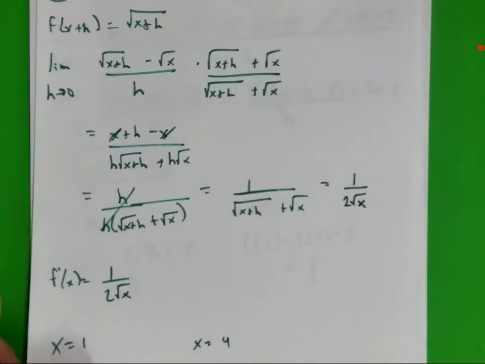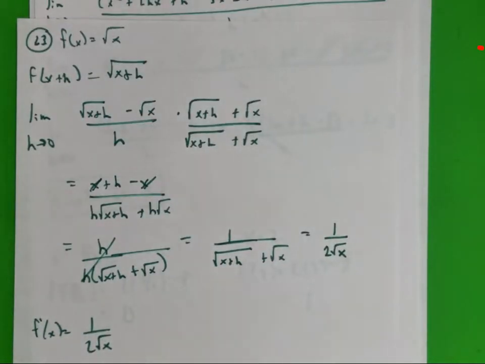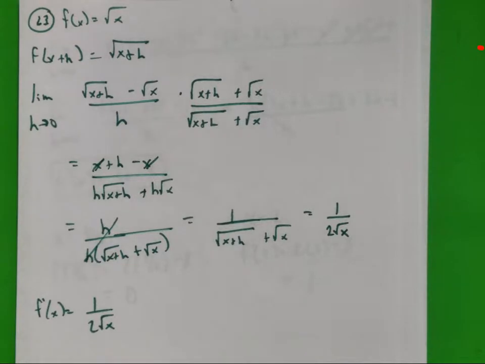Number 23. f of x equals square root of x. f of x plus h, I take that and plug that in. Now I say that minus that, over h. While I apply direct substitution, I cannot do that, so I use a toolkit strategy. I'm going to rationalize the numerator. When I do that, I get x plus h minus x. Those x's cancel out. Distribute.